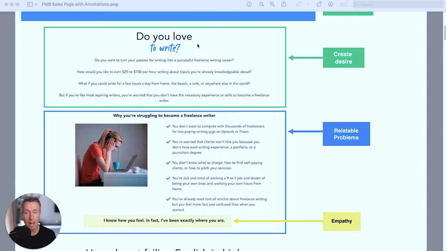The next section, usually directly underneath the above the fold section, is where I like to create desire. And I can do that by asking questions. So, do you love to write? Is a question that I know my audience are going to answer yes to, right? Because I want to target people that love to write naturally. And I know that most of their interests is they love to write.